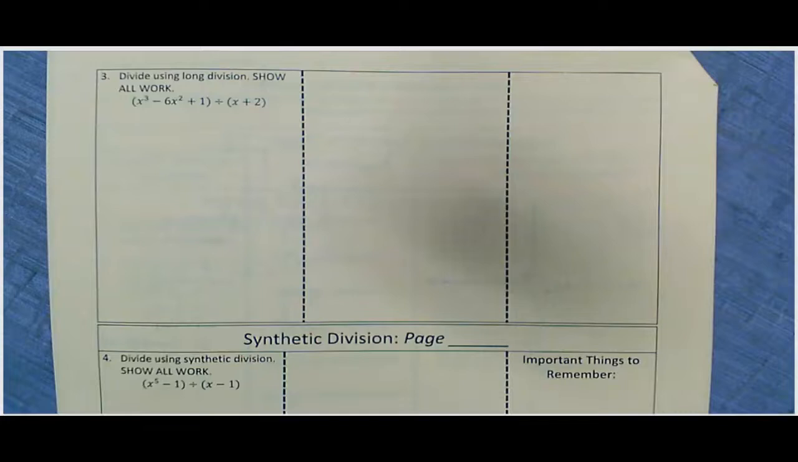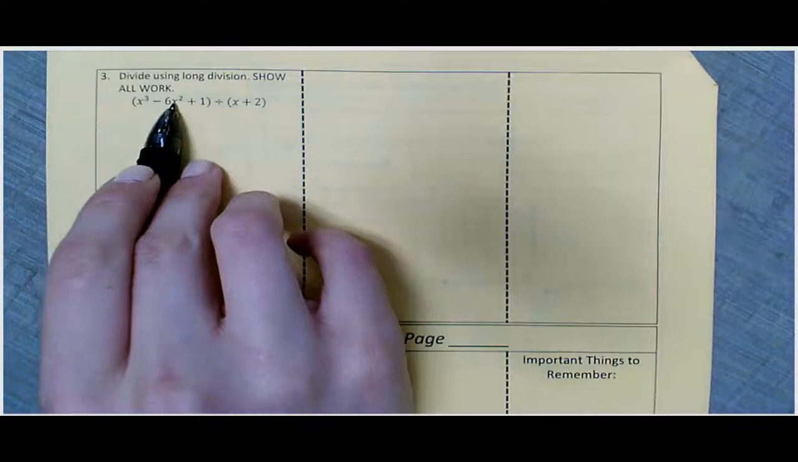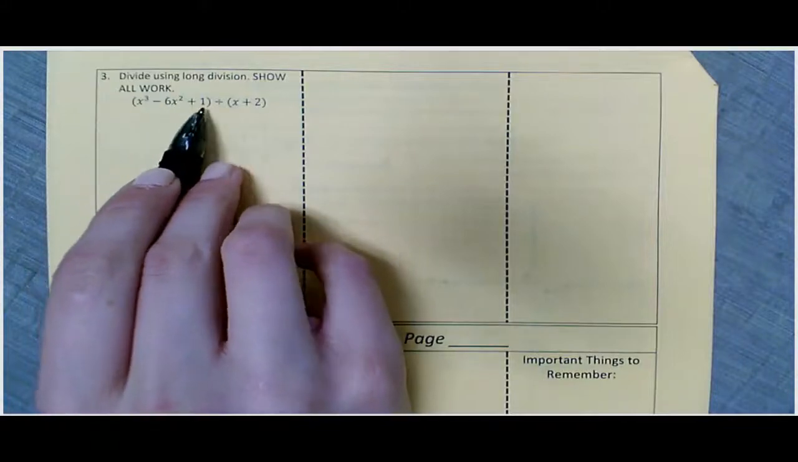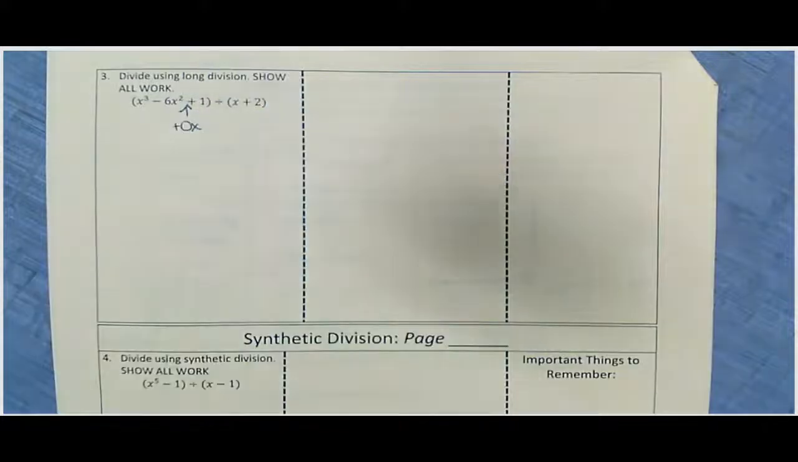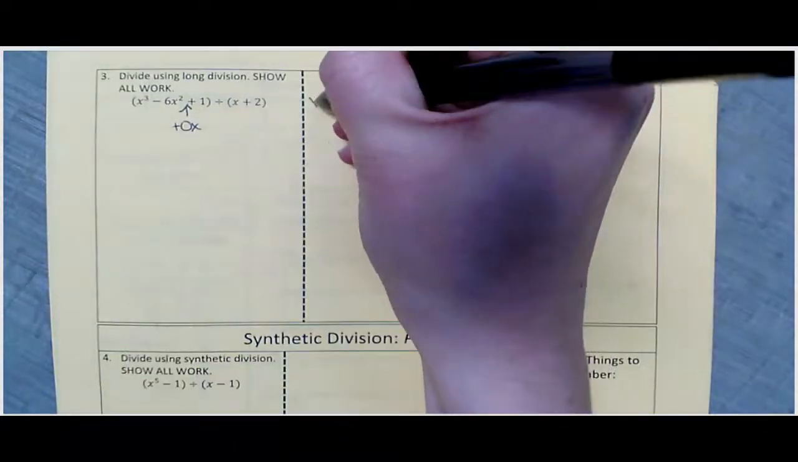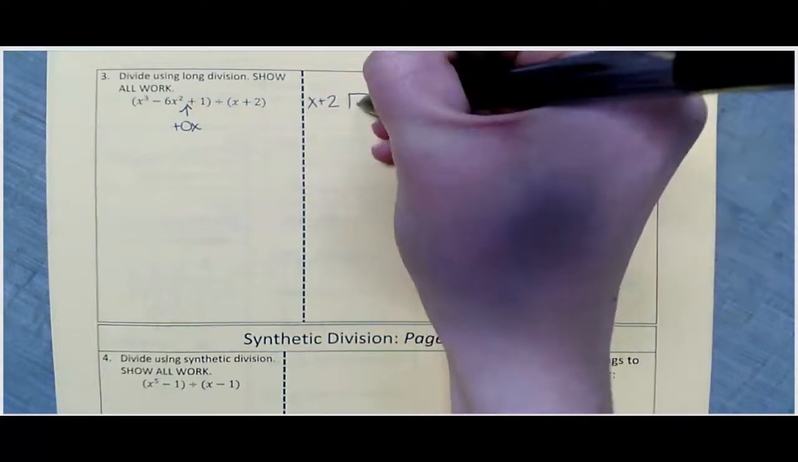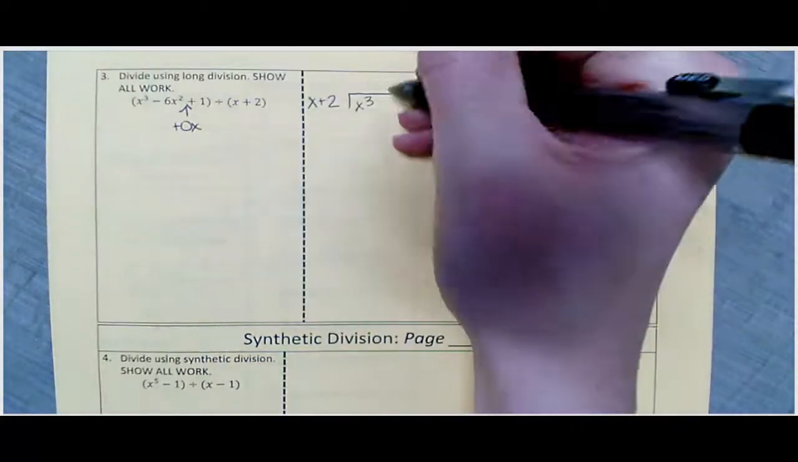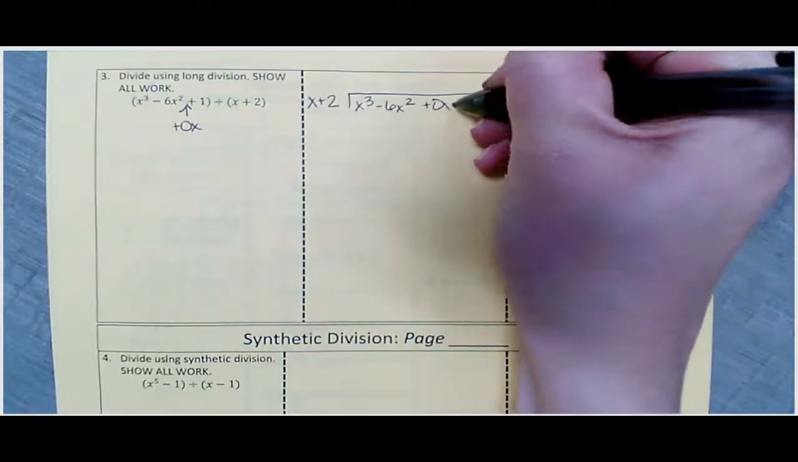Keeping in mind important things to remember that I need to check for missing terms. I've got an x cubed, I've got an x squared. I do not have an x before I have a constant, so I need to insert here a plus 0x. So when I create my long division problem, x plus 2 is going to go outside. And on the inside, I'm going to have x cubed minus 6x squared plus 0x. I need that placeholder, and then plus 1.